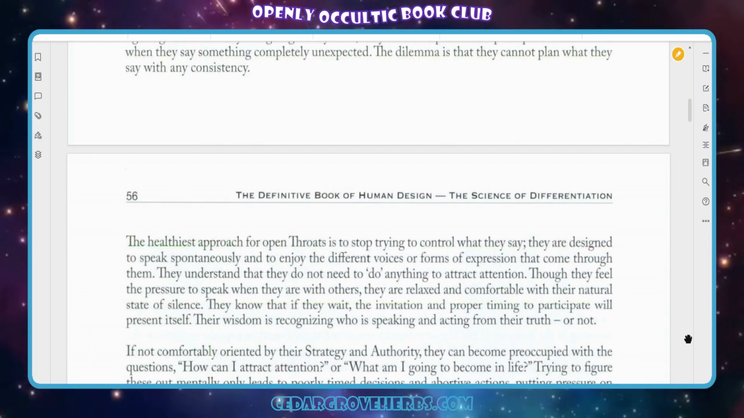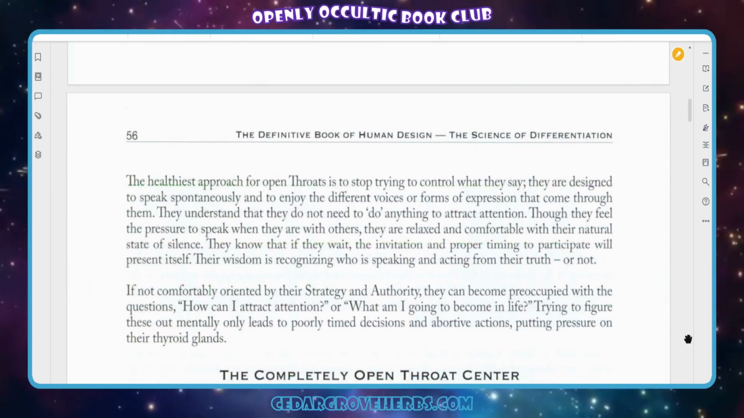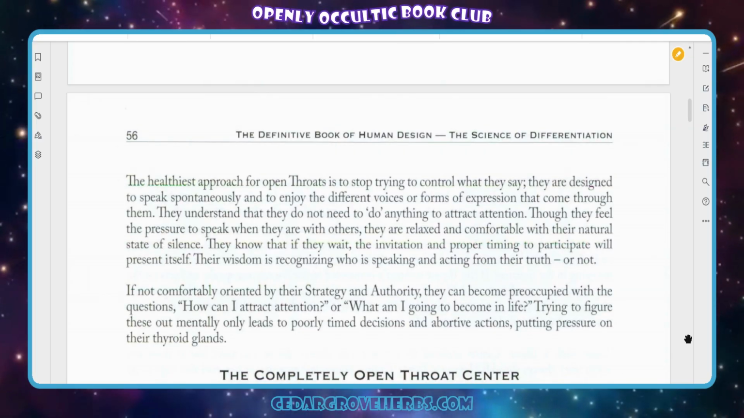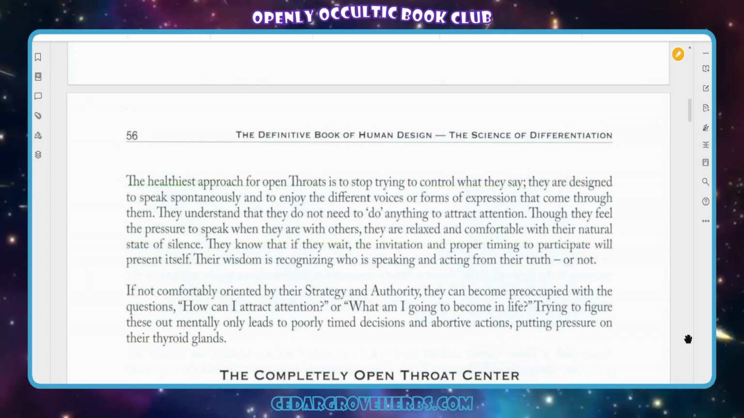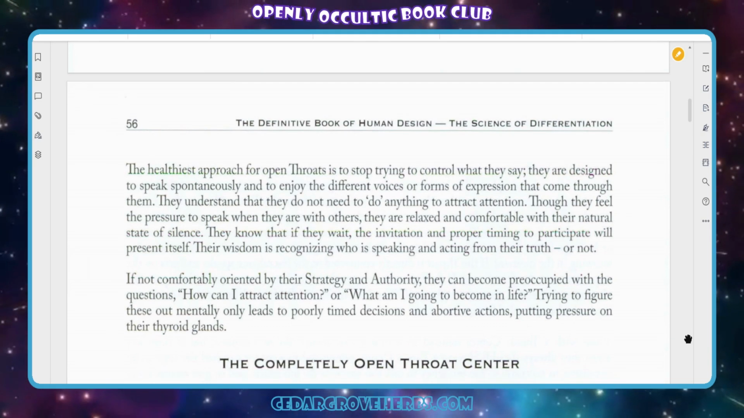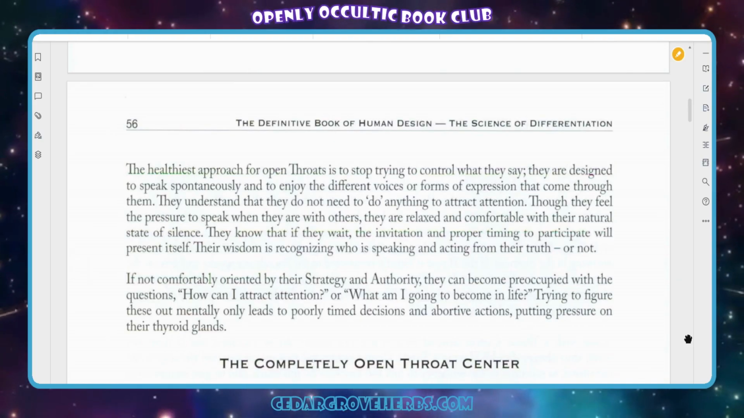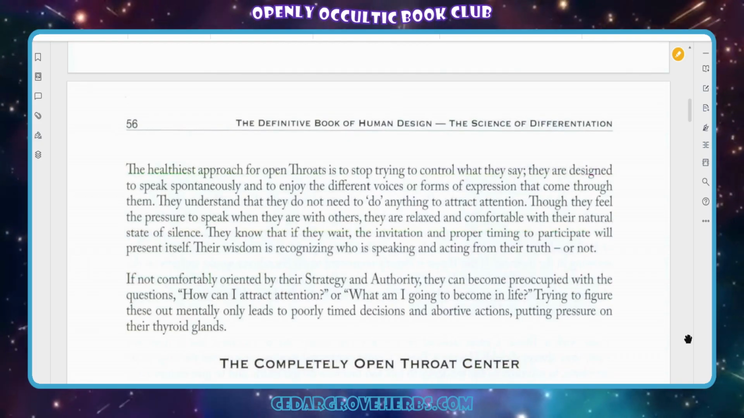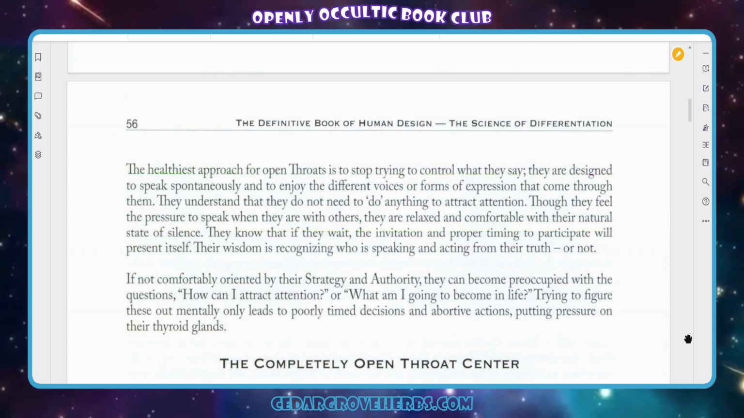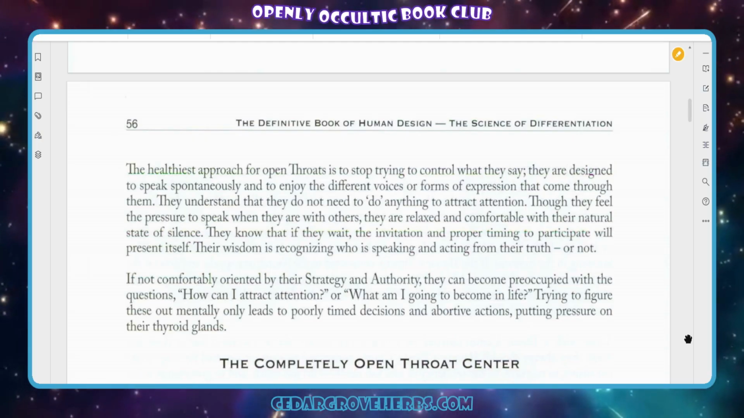Wow. The healthiest approach for open throats is to stop trying to control what they say. They're designed to speak spontaneously and to enjoy the different voices or forms of expression that come through them. They understand that they don't need to do anything to attract attention. Though they feel the pressure to speak when they're with others, they are relaxed and comfortable with their natural state of silence. They know that if they wait, the invitation and proper timing to participate will present itself. Their wisdom is recognizing who is speaking and acting from their truth or not.